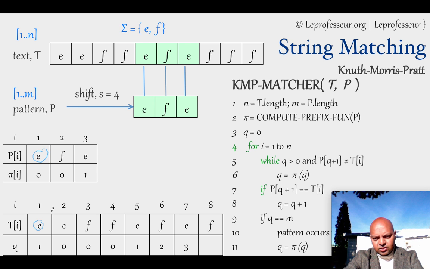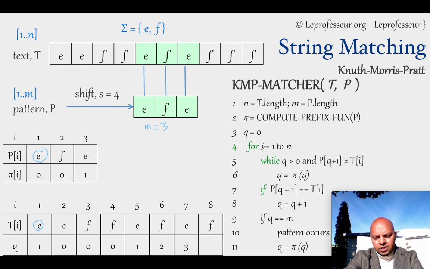Yes, these two match. So what we're going to do is increment the value of q to 1. Good. Now if q equals m, then we say the pattern occurs with a match at i minus m. Then we increment q accordingly, but q is not equal to m here. Here m is 3. How many characters do we have in our pattern? That is m.